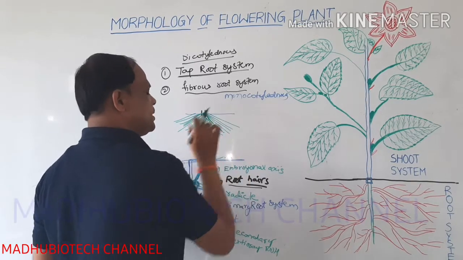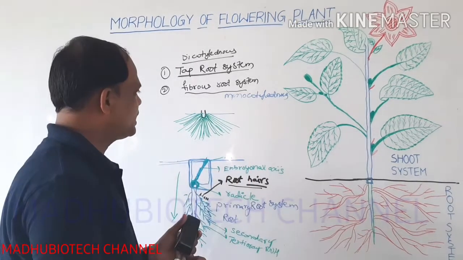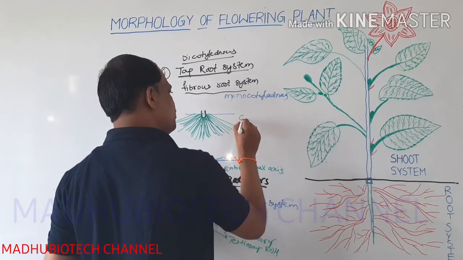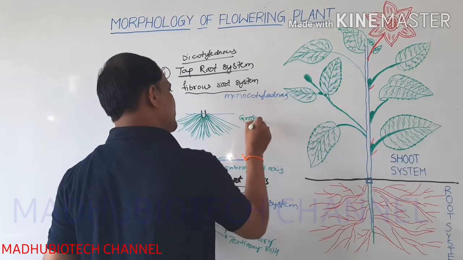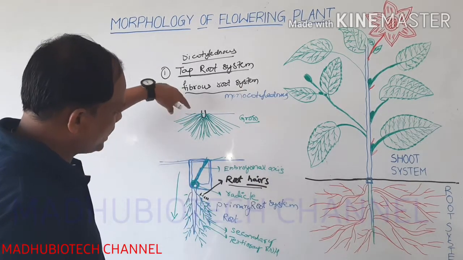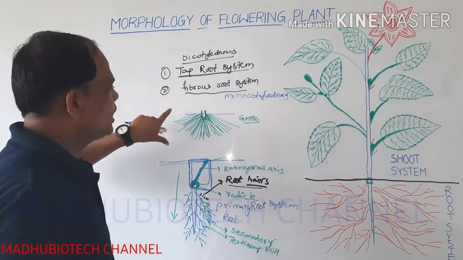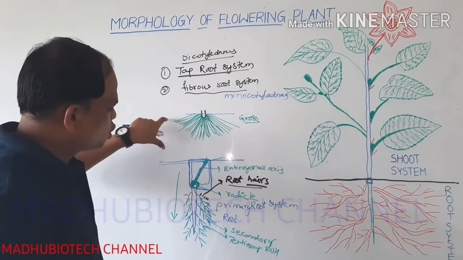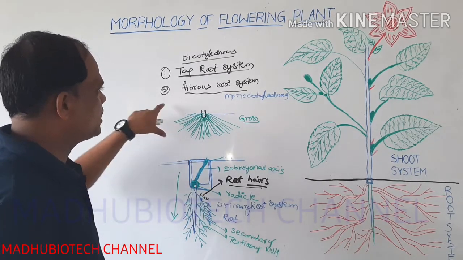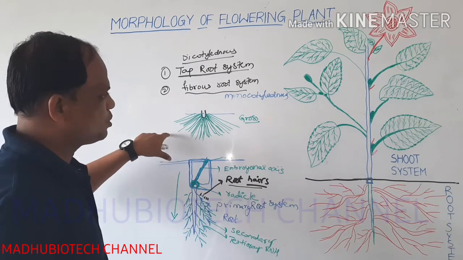This type of root system is found in all monocotyledonous plants. The main example is grass: when we pull out a grass plant, it looks like this. So mainly two types of root systems are present: one is the taproot system and the second is the fibrous root system.